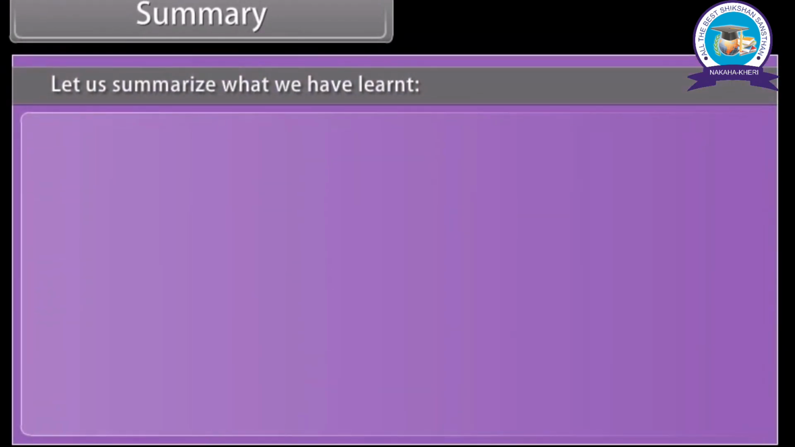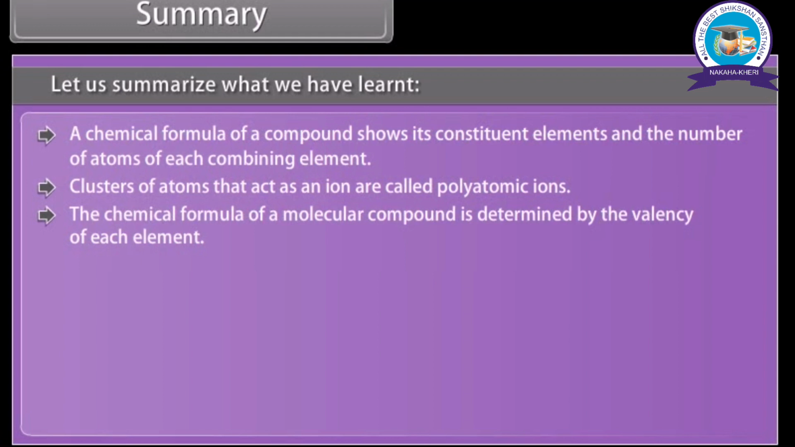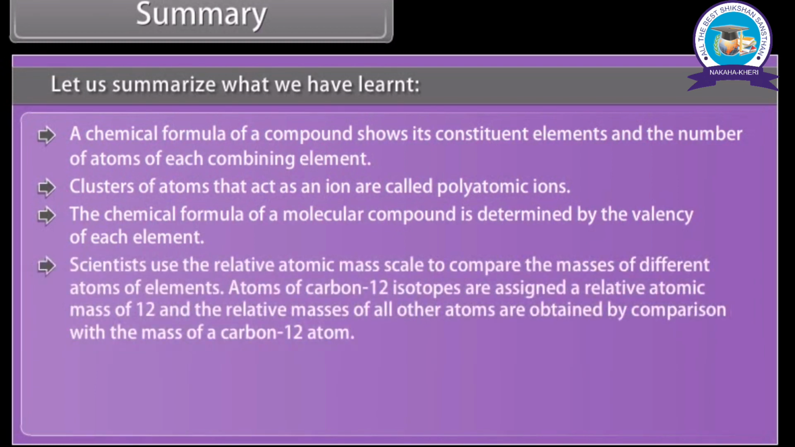Let us summarize what we have learned. A chemical formula of a compound shows its constituent elements and the number of atoms of each combining element. Clusters of atoms that act as an ion are called polyatomic ions. The chemical formula of a molecular compound is determined by the valency of each element. Scientists use the relative atomic mass scale to compare the masses of different atoms of elements.